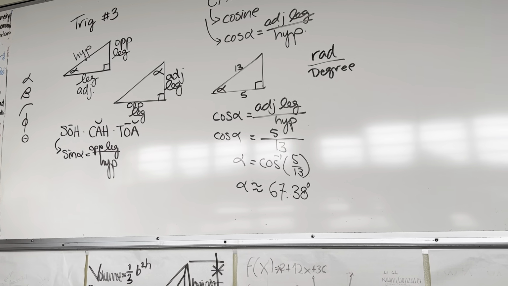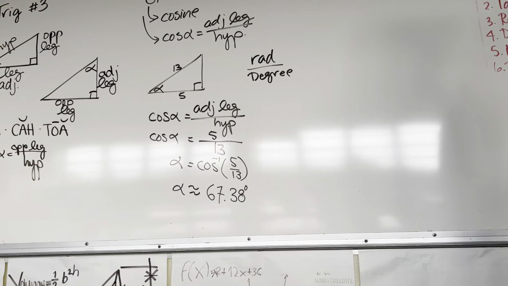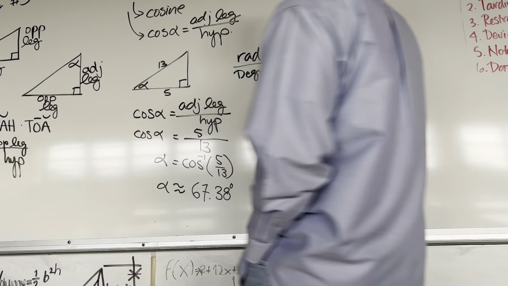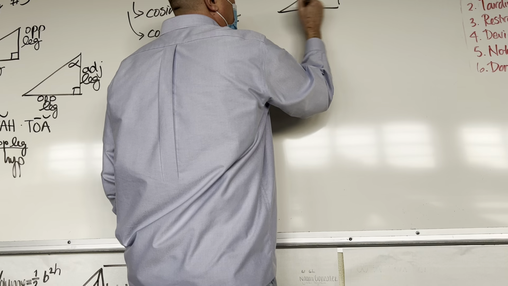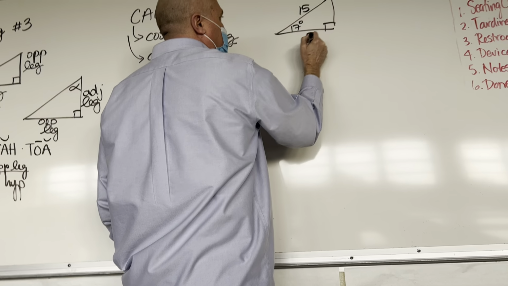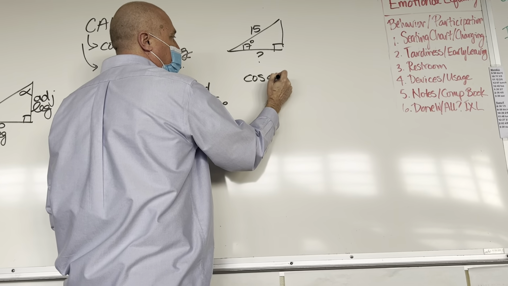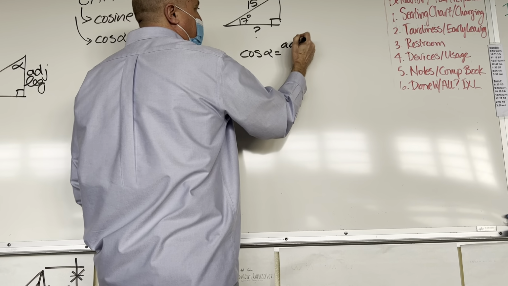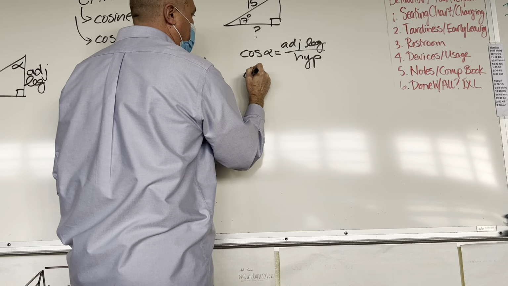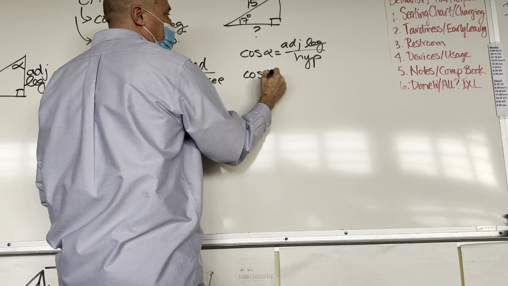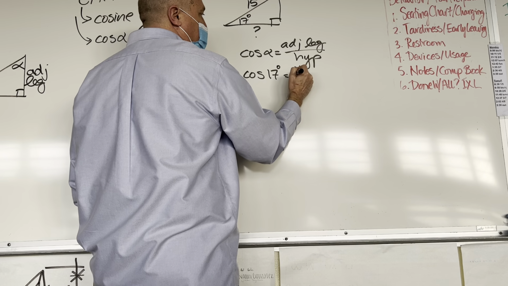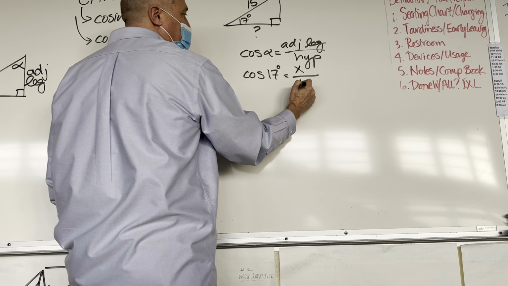Okay, so let's do one more. 17 degrees, 15, and question mark. So here we're using cosine again. Cosine alpha equals the adjacent leg over height. We do know the angle in this case, so the 17 gets dropped in here, 17 degrees. The adjacent leg is x because we do not know its length, and the height is 15 here.